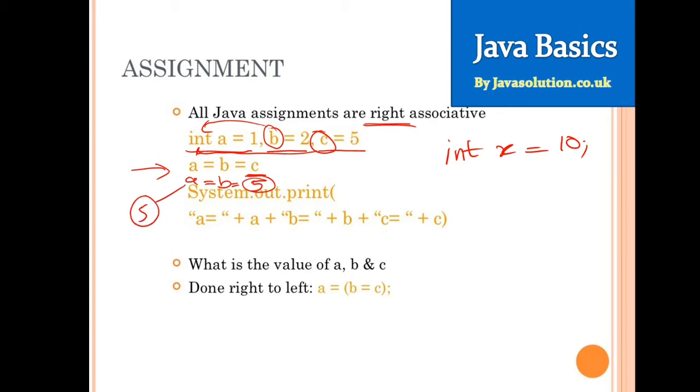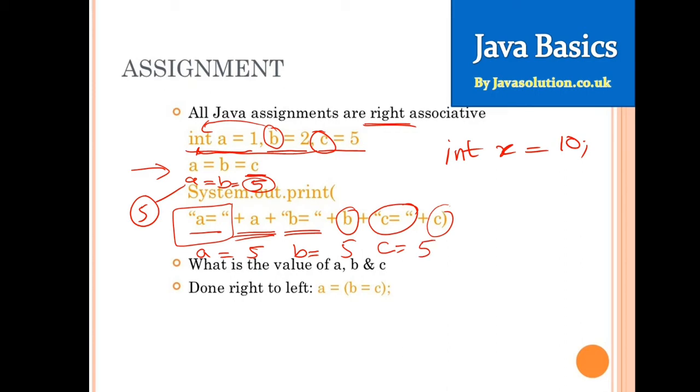So when we print this value, we say a is equal to, so this is a kind of string, and here we are trying to put our variable, right? It will put 5 here, so you will see a is equal to 5. Then this is a string, so it will print it as it is. Then b is equal to, then the value of this variable, which is 5, and then c is equal to, because this is a string, and then the value of this variable, so it will be 5, right?